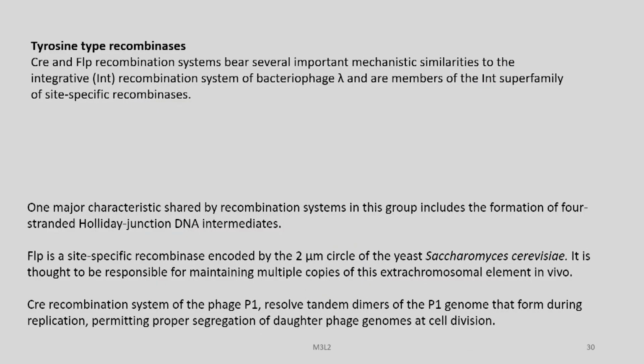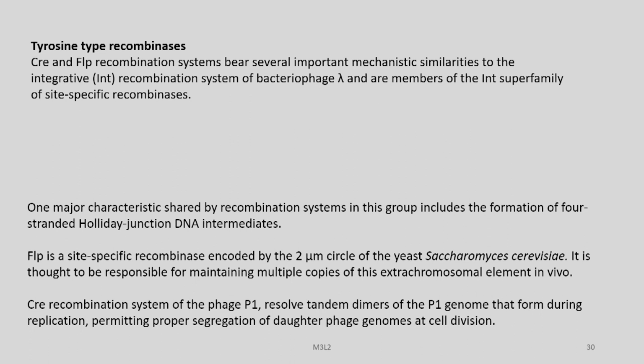Cre and FLP recombination systems bear several important mechanistic similarities to the integrative recombination system of bacteriophage lambda and are members of the INT superfamily of site-specific recombinases. One major characteristic shared by recombination systems in this group includes the formation of 4-stranded Holliday junction DNA intermediates. FLP is a site-specific recombinase encoded by the 2 micron circle of the yeast Saccharomyces cerevisiae. It is thought to be responsible for maintaining multiple copies of these extrachromosomal elements in vivo.